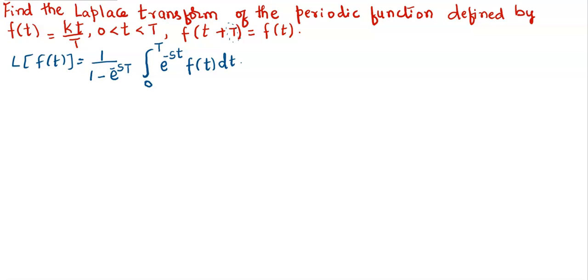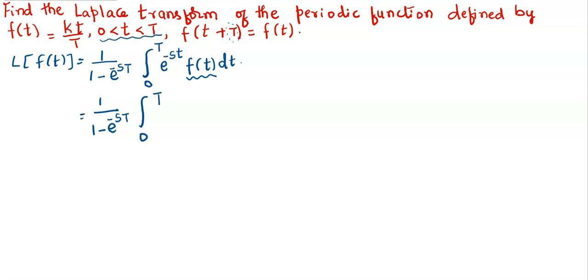We have to use the given function. It is k into t divided by capital T. So let me substitute that. 1 over 1 minus e to the power of minus s into capital T, because the period is capital T only, so the parameter we specified is capital T. So integral 0 to T.